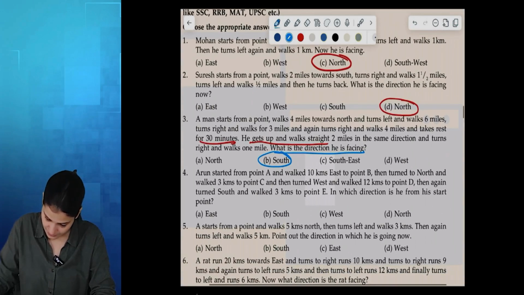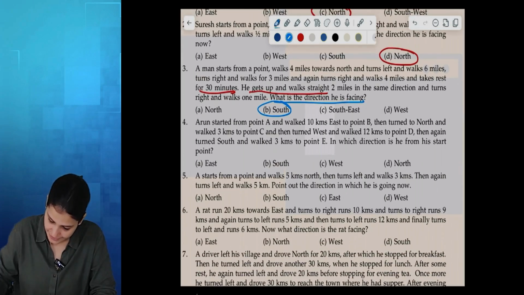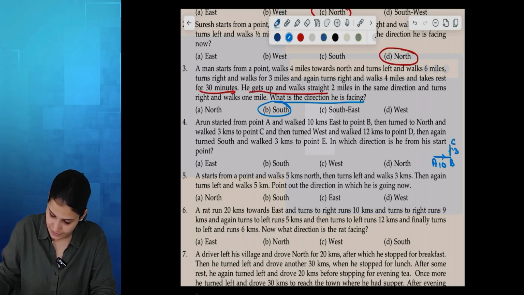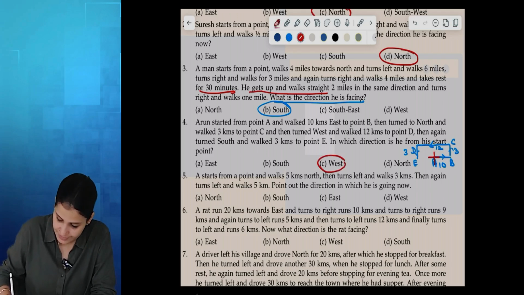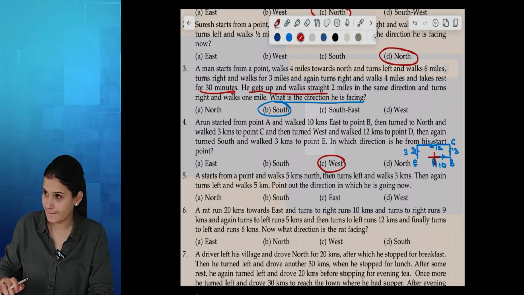West, ma'am. Okay. Arun started from a point A, walks 10 kilometers east to point B, then turned north and walked to C 3 kilometers, turned west and walked 12, so longer, then again turned south and walked 3, same length, to a point E. Which direction is he from the starting point? With respect to A, he is in which direction? West. Done?